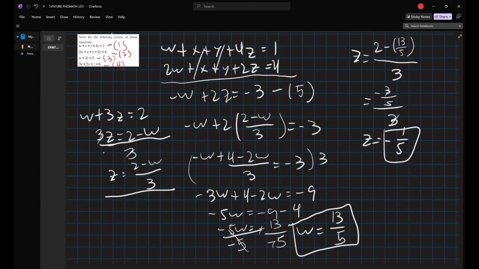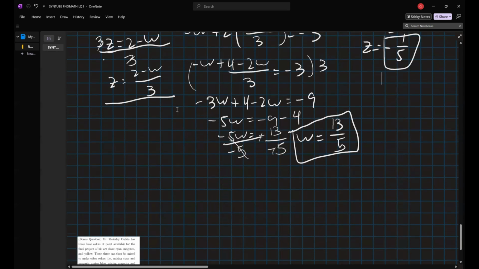Now we can solve for the values of x and y. As you can see, there is no equation in which x or y is alone with z or w, right? We always have x and y together in the equations. So what we can do is first use our first equation.